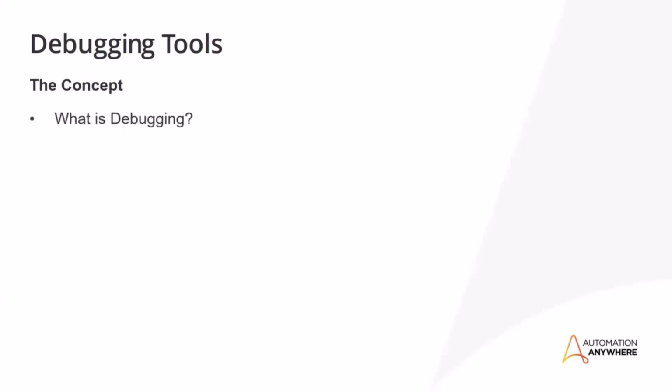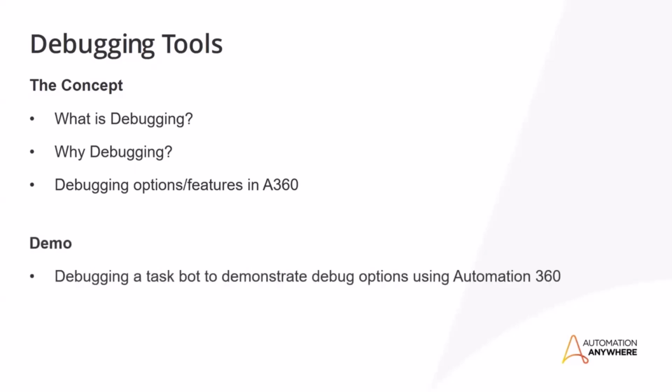What exactly do we mean by debugging? Why do we need debugging? And then the options or features that are available in Automation 360 to debug a task bot. After that, I'll be sharing a live demo, where we will actually debug a task bot. So with that, let's get started.